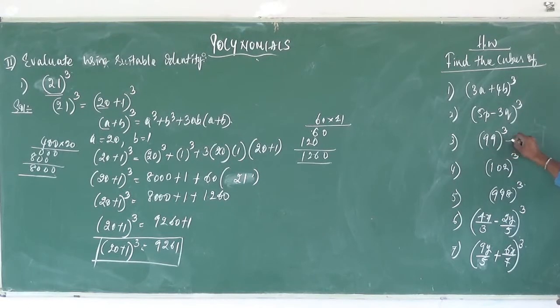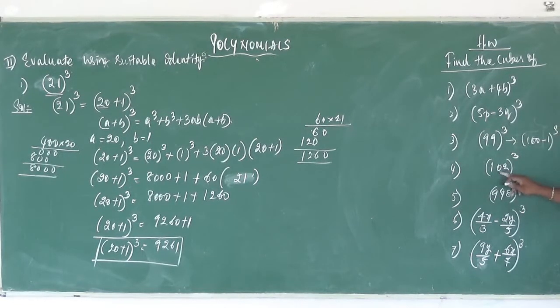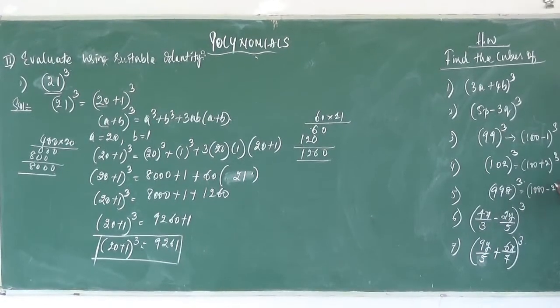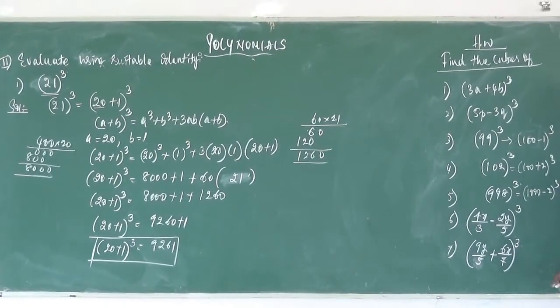99 cube can be written as (100 minus 1) whole cube. This one, 102 whole cube, can be written as (100 plus 2) whole cube, and simplify, that is the (a plus b) whole cube formula. 998 whole cube can be written as (1000 minus 2) whole cube. I hope you can easily do it. (4x by 3 minus 2y by 5) whole cube, that is (a minus b) whole cube, and (9y by 5 plus 6x by 7) whole cube is (a plus b) whole cube.